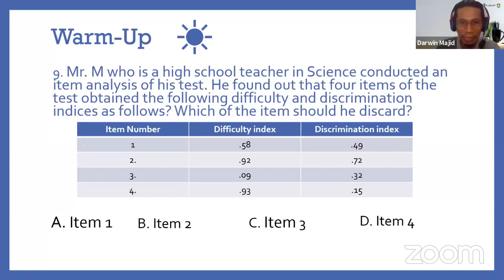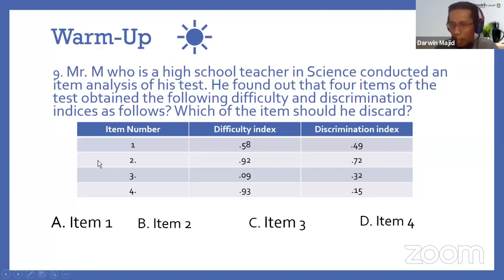Good evening, sir. Mr. M, who is a high school teacher in science, conducted an item analysis of his test. He found out that 4 items of the test obtained the following difficulty and discrimination indices as follows. Which of the items should be discarded? Okay. Item number 3.